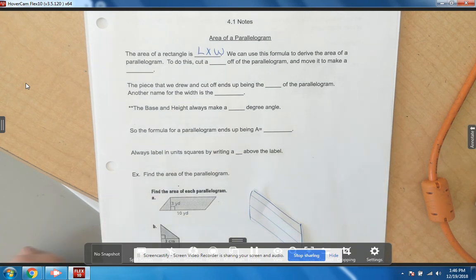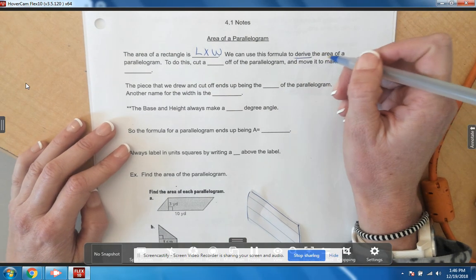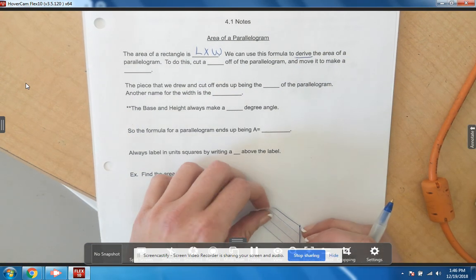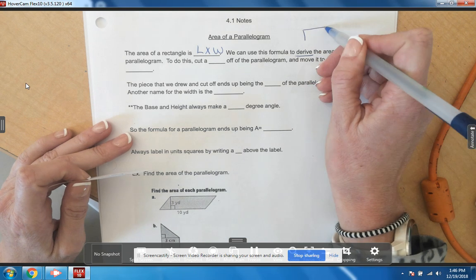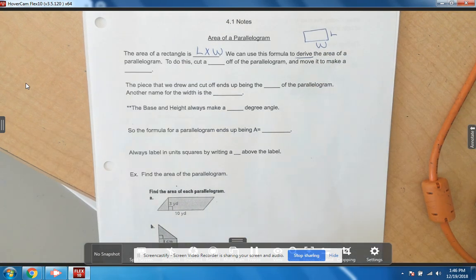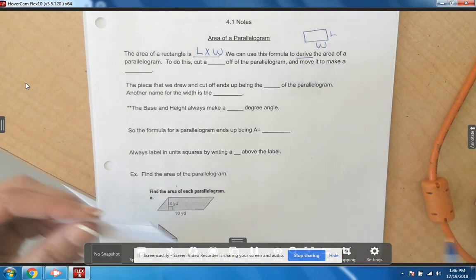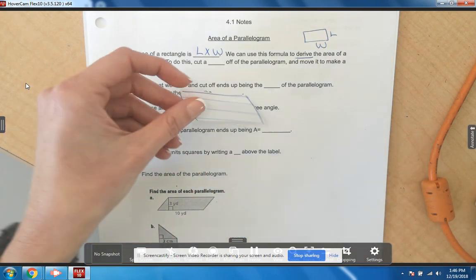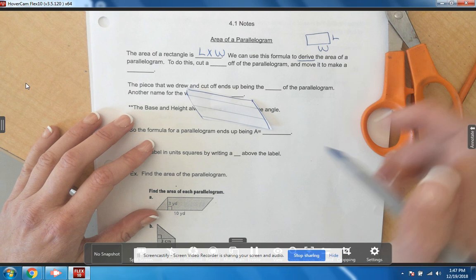We can use this formula to derive the area of a parallelogram. Derive is just like a big kid word for to come up with, okay? So we know that if we have a rectangle, if I do the length times the width, that gives me the area. So I'm going to use that to derive, to come up with the area formula for a parallelogram.